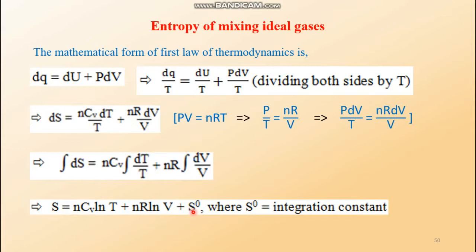Now what about the values after integration? In the left hand side we get S. This is the absolute value of entropy, but practically you cannot evaluate this value because you do not know this parameter S0. Now in the right hand side, the integration of dT by T is ln T, and the integration of dV by V is ln V. So in the right hand side we get nCv ln T plus nR ln V plus the integration constant S0.